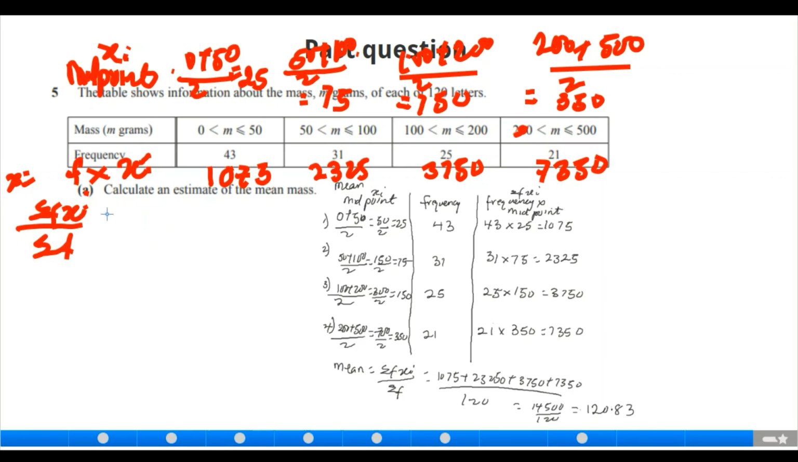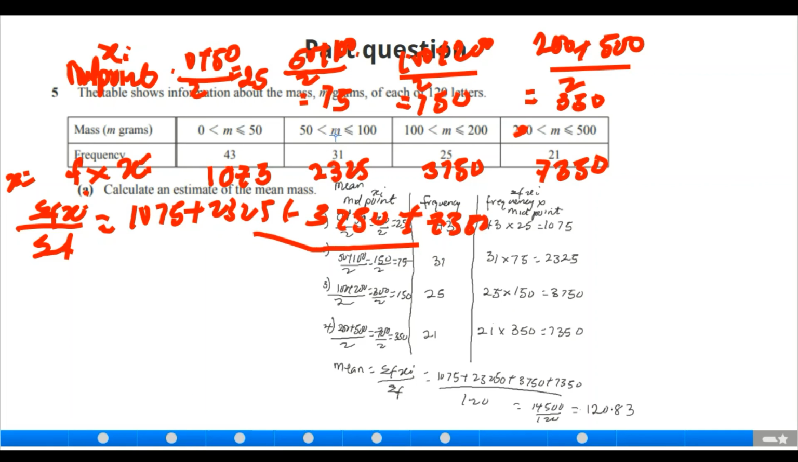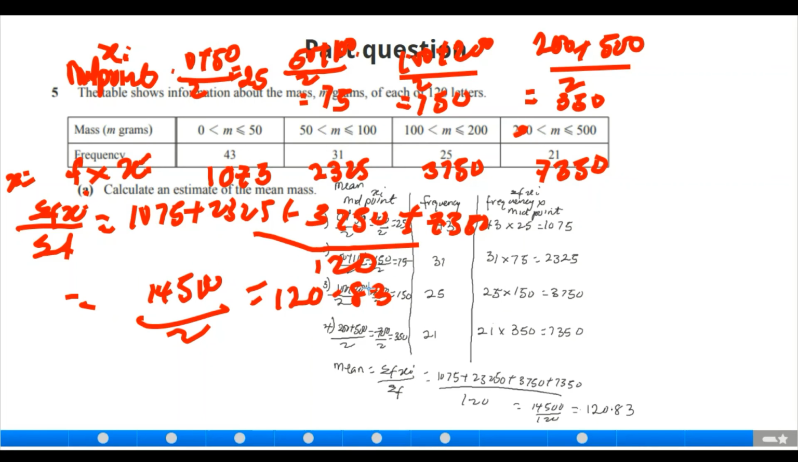That is our mean. So if that is the case, then we add all of this together: 1075 plus 2325, okay, plus 3750 plus 7350, divided by what? Remember, divided by the total number, which is 120. Having that, adding 1075 up to 7350, we are going to have 14,500 divided by 120. So if you have that, it's going to be 120.83.